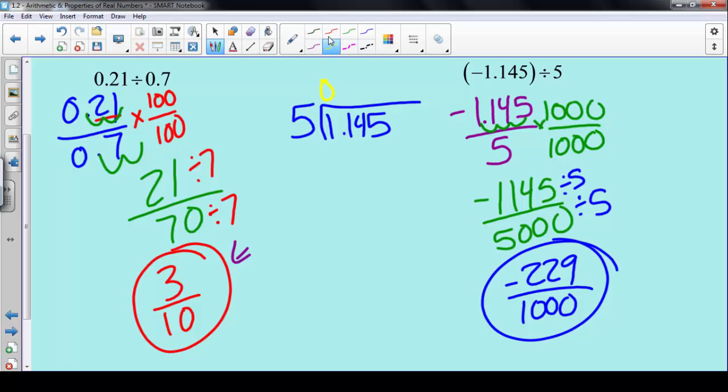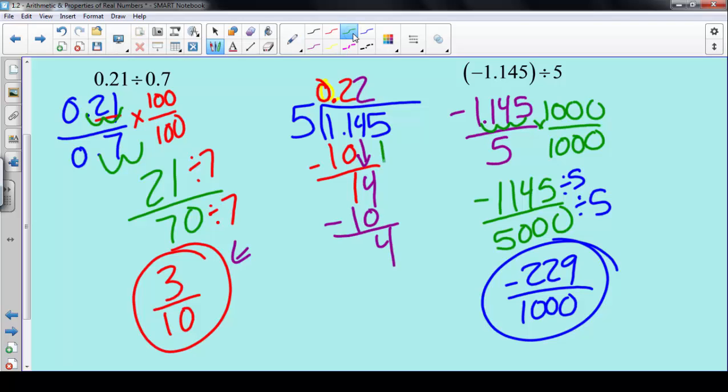So 5 doesn't go into 1, whoops. But 5 goes into 11 twice. 5 times 2 is 10. When we subtract, we're left with a 1. Bring down the 4. 5 goes into 14 twice. 5 times 2 is 10. Subtract, so we've got a 4 left. Bring down the 5. 5 goes into 45 9 times. 9 times 5 is 45. Subtracting, we're left with nothing. Keep in mind we had a negative divided by a positive, so our answer is negative.